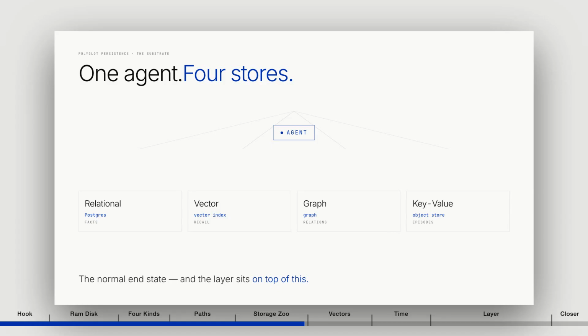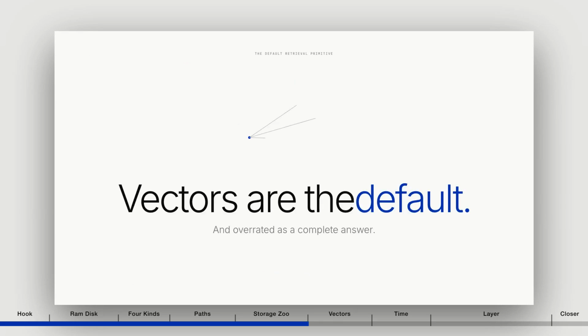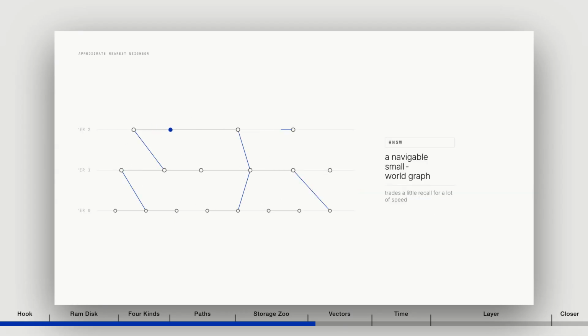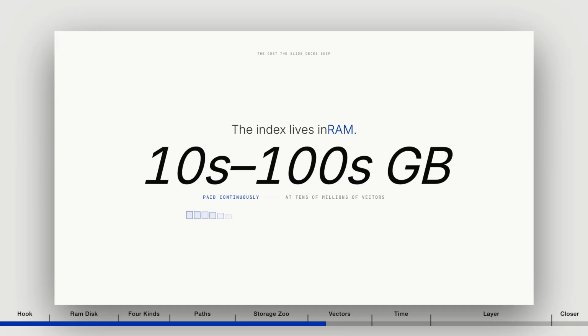Hold that picture, because in a moment, something sits on top of it. Let's talk about vectors. Because they're the default, and they're overrated as a complete answer. Embeddings capture meaning. You retrieve them by approximate nearest neighbor. Almost always HNSW, a navigable small world graph that trades a little recall for a lot of speed. Here's the cost the slide deck skips.